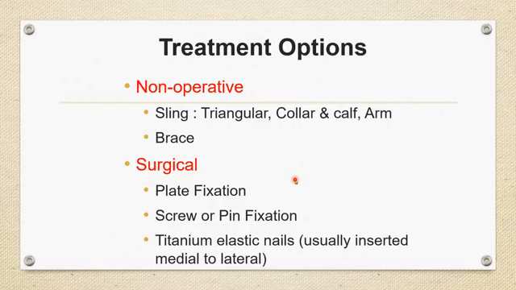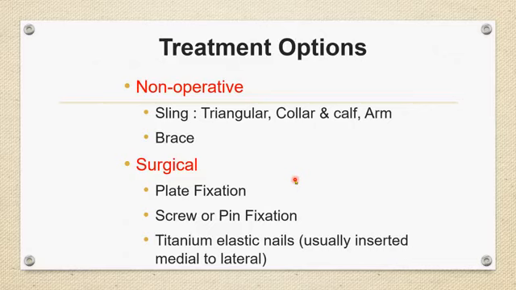Okay, regarding the treatment options, two things are important, as I told you in my lecture class. There are two options for any fracture treatment. One is conservative or non-operative, and the other is operative, that is, surgical treatment. Non-operative treatment means either you can use a sling or you can use a brace. In surgical treatment, you can go for a number of things.